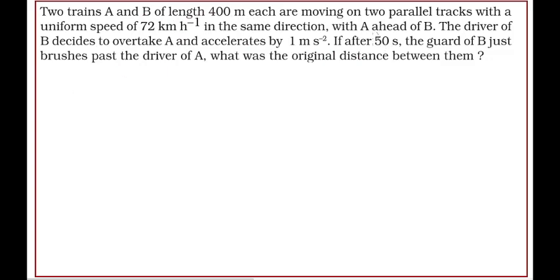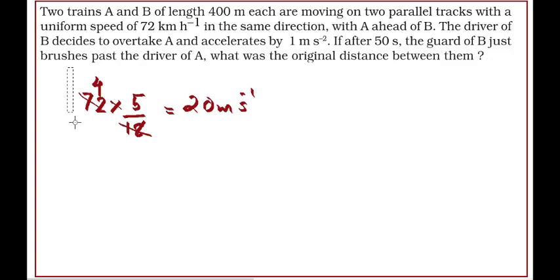Again, there is another time given as 50 seconds, so you convert the 72 kilometers per hour by multiplying by 5 by 18. You can see 18 goes 4 times in 72, so 4 into 5 gives you 20 meters per second. So each train has a speed of 20 meters per second. Keep that in mind. Now read on.